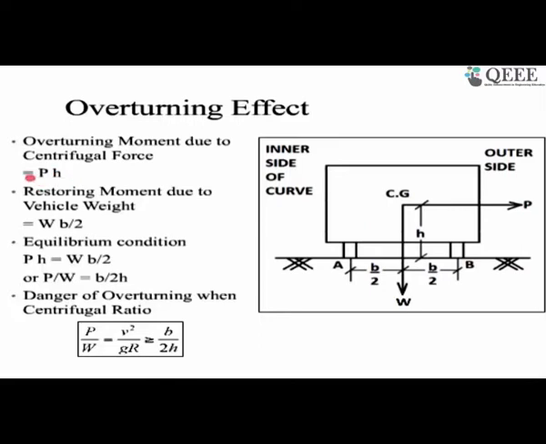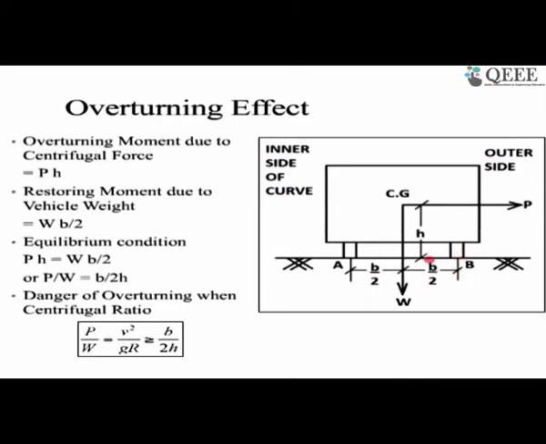So that is the centrifugal force, and this is the moment for the overturning. And how is it being restored? It is restored by the weight of the vehicle, which is acting downward. Now, when it is acting downward, the hinge point is here.